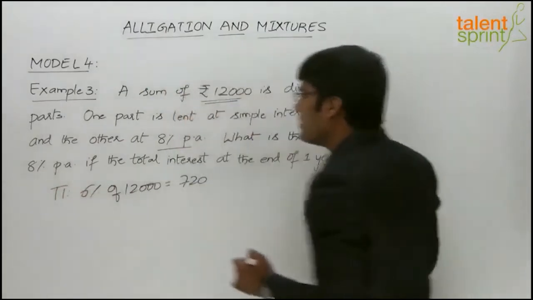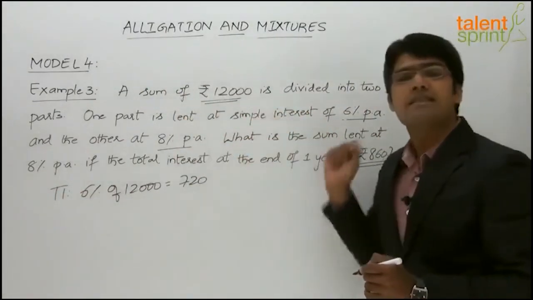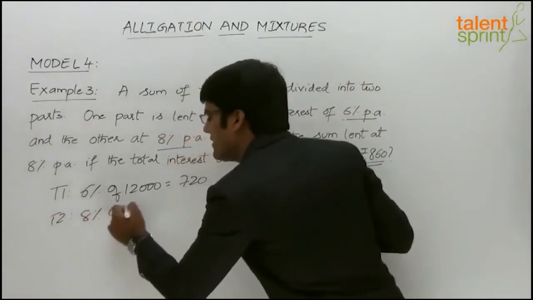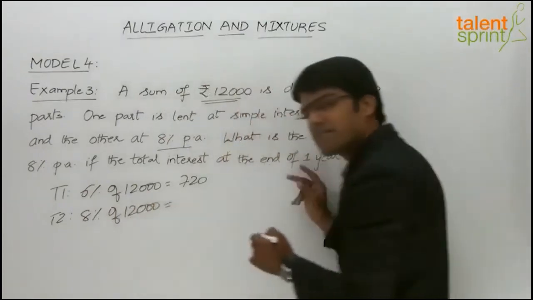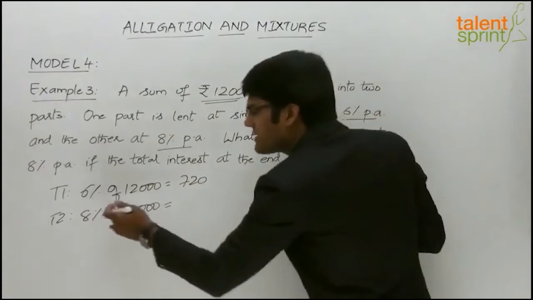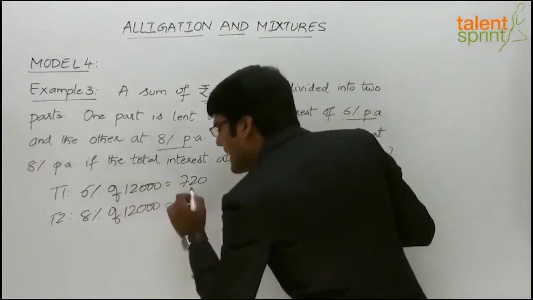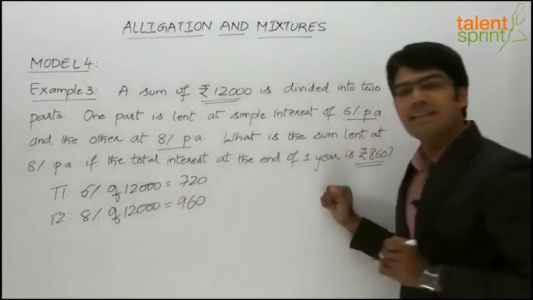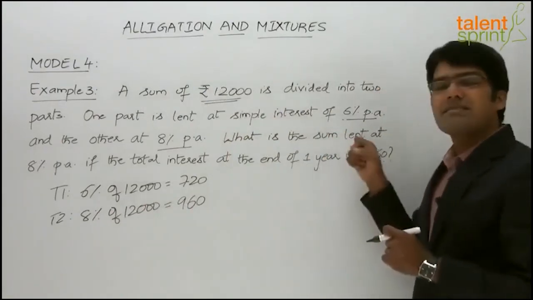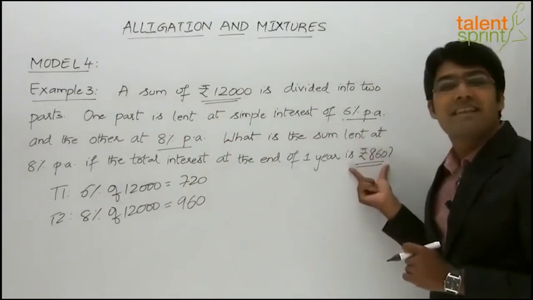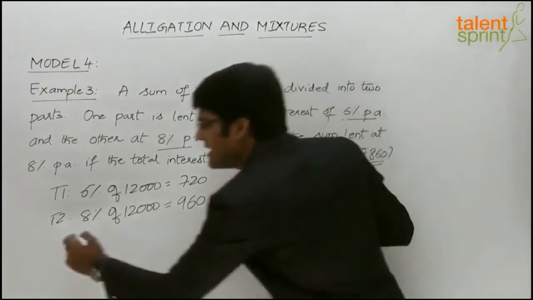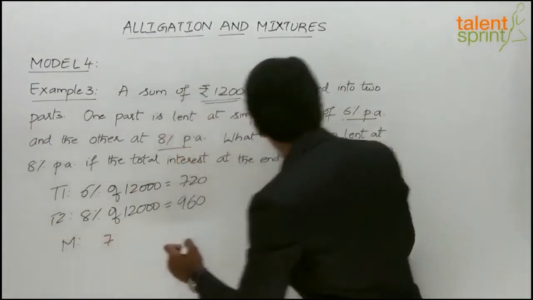Then what is type 2? The whole sum of 12,000 is invested at 8% per annum. So we can say type 2 will be 8% of 12,000. We are not dividing it into separate parts. We are assuming that the whole sum is invested at 6% and 8%. So 8% of 12,000 will be 960. Now we also know that when the parts are individually invested at 6% and 8% respectively, the interest obtained is 860. So this 860 is the value for the mixture of P1 and P2. So we can say the mixture M is nothing but 860.